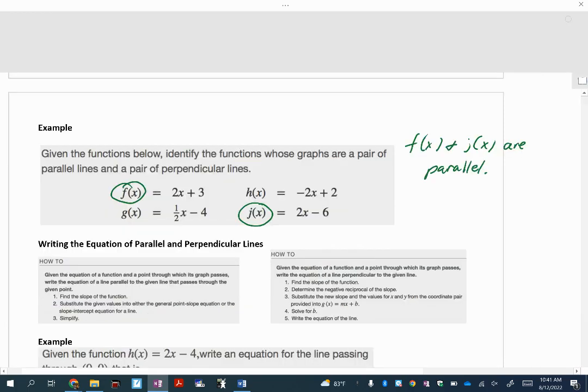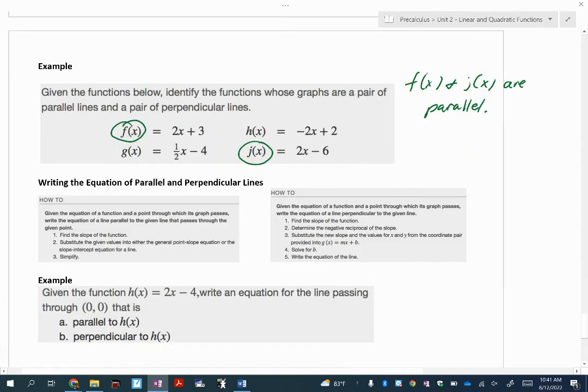Okay, and then in terms of the other two, you'll notice that g of x and h of x, again, I don't care about their y-intercepts here. I notice that their slopes are opposite reciprocals. One's positive 1/2, the other's negative 2. So g of x and h of x are perpendicular.